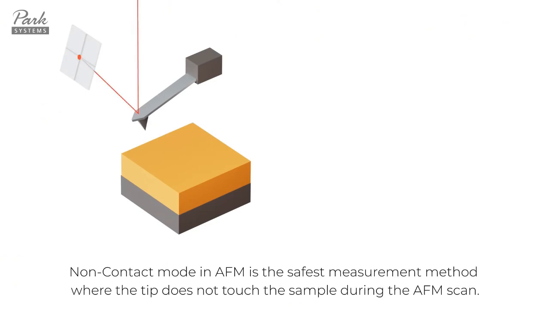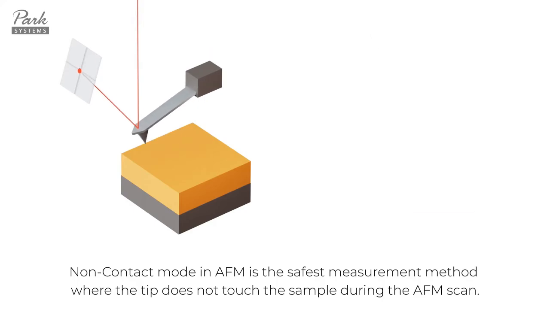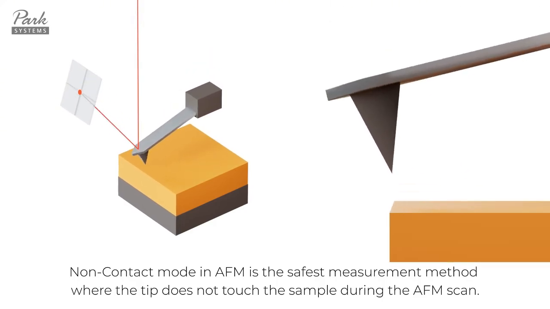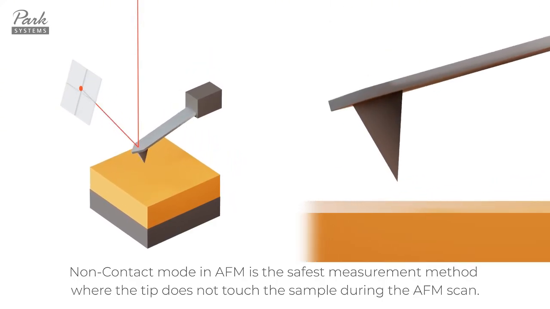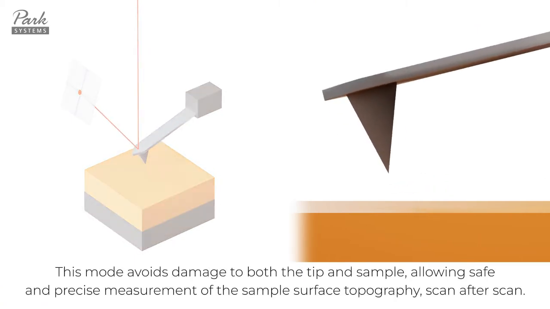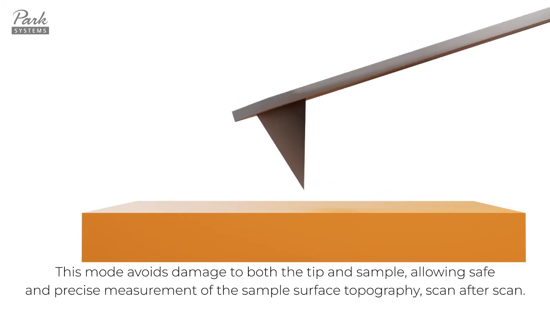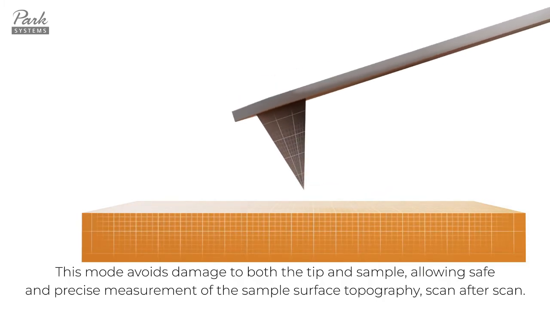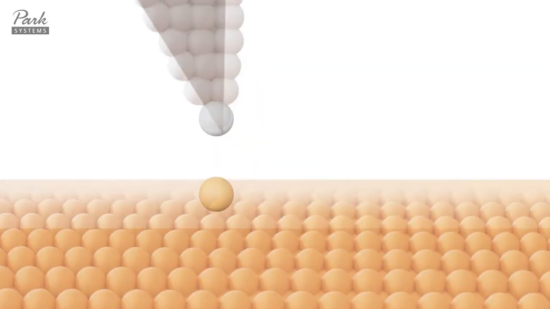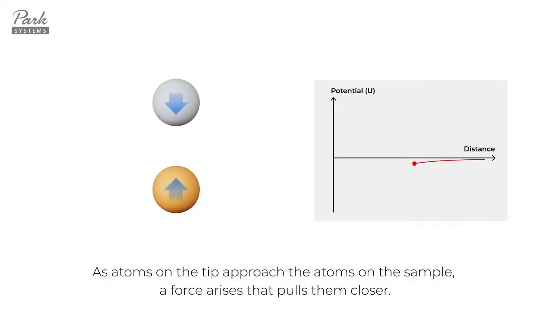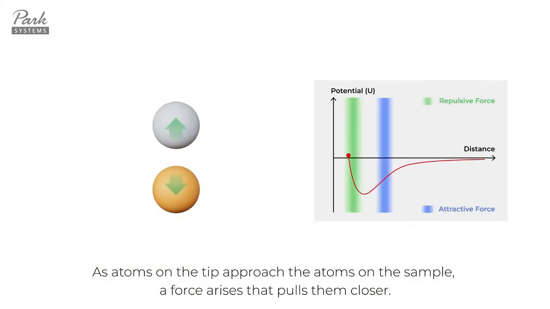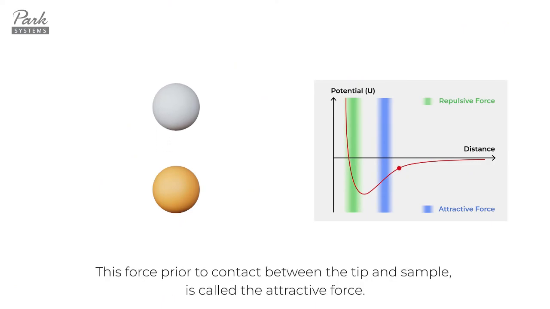Non-contact mode in AFM is the safest measurement method where the tip does not touch the sample during the AFM scan. This mode avoids damage to both the tip and sample, allowing safe and precise measurement of the sample surface topography, scan after scan. As atoms on the tip approach the atoms on the sample, a force arises that pulls them closer. This force prior to contact between the tip and sample is called the attractive force.